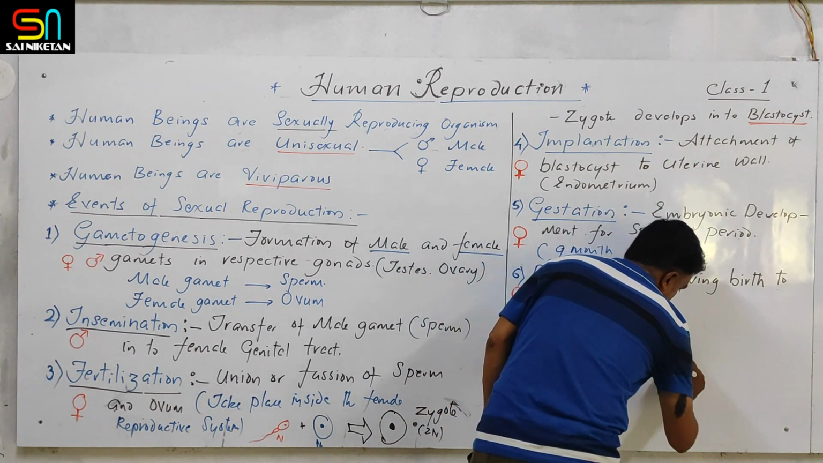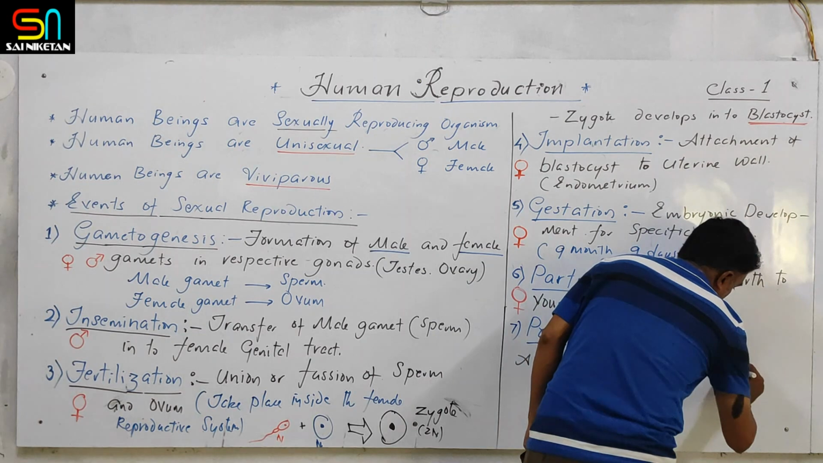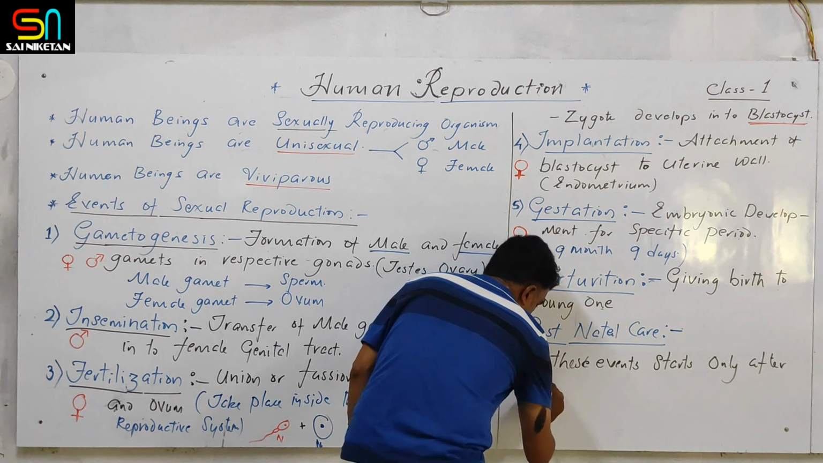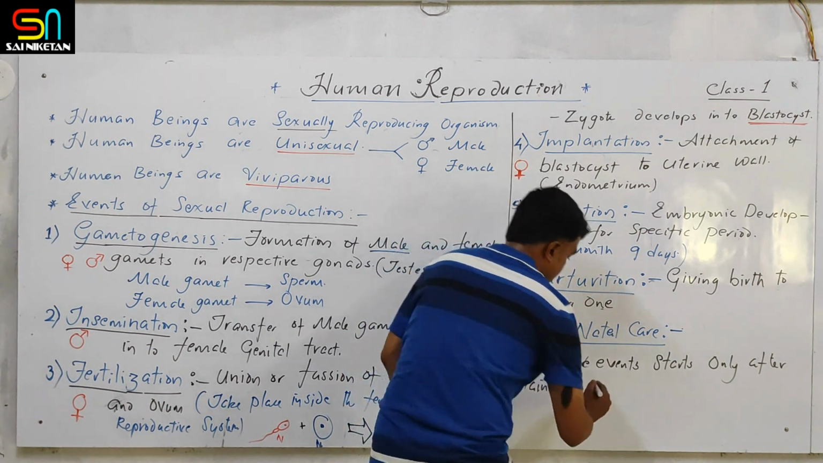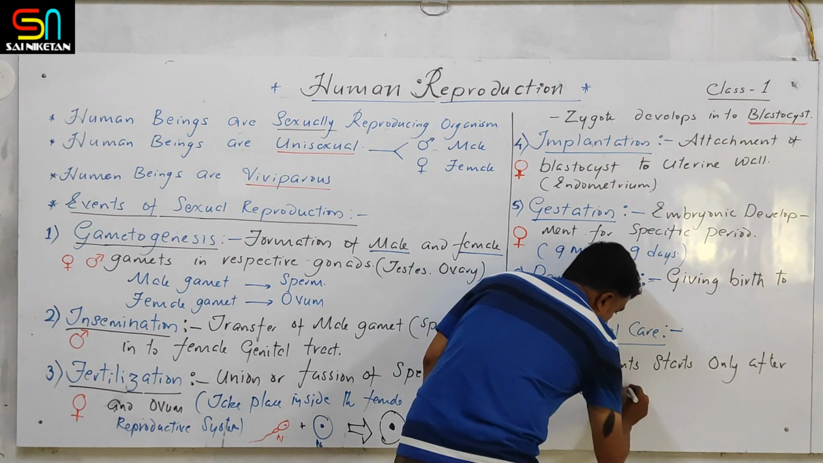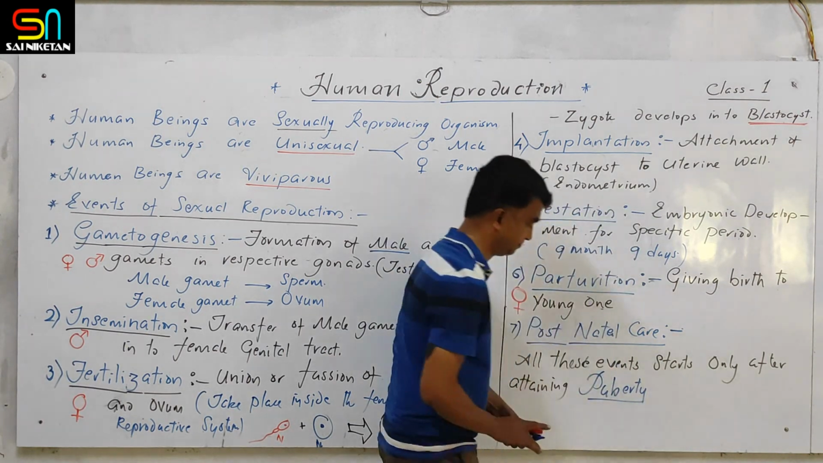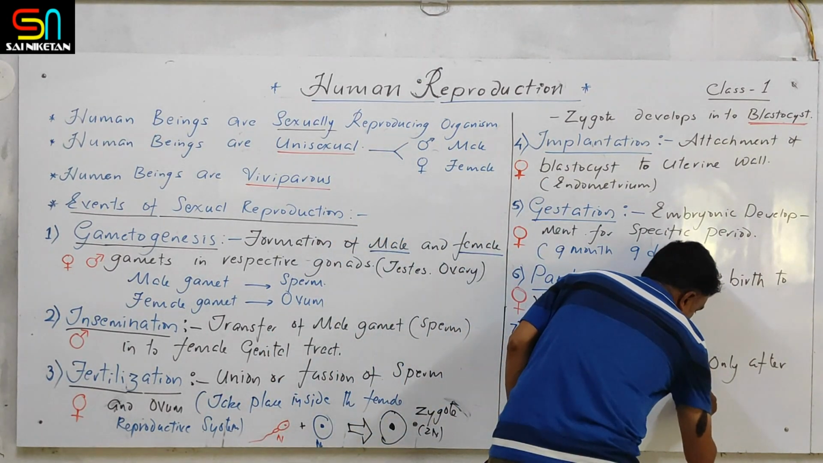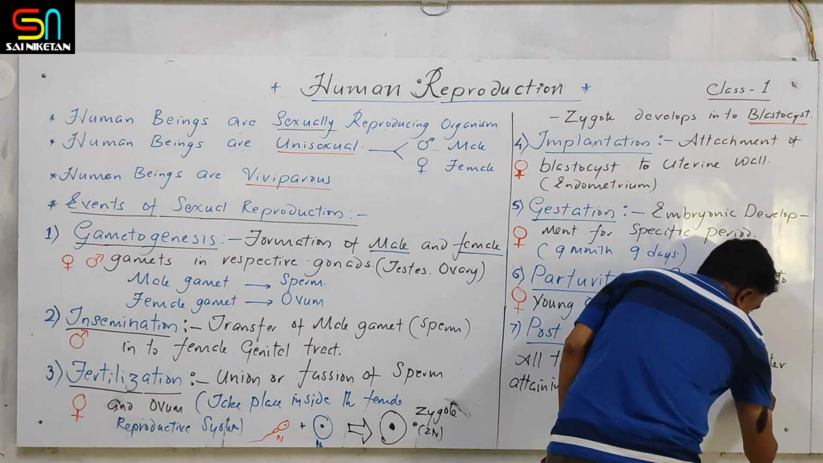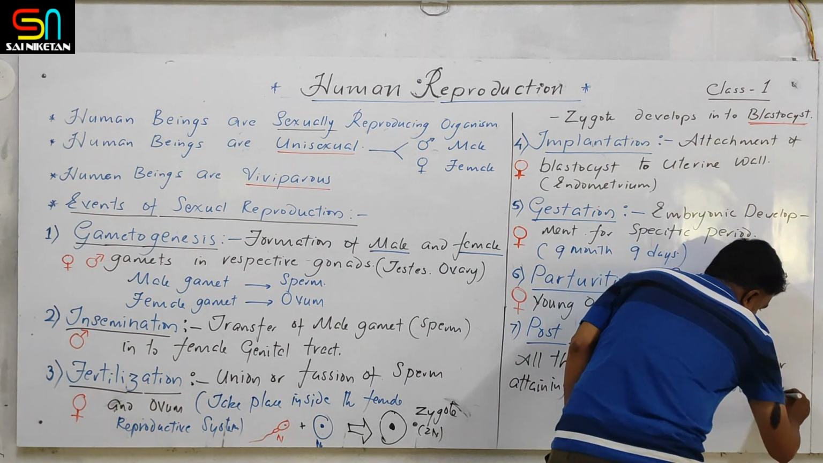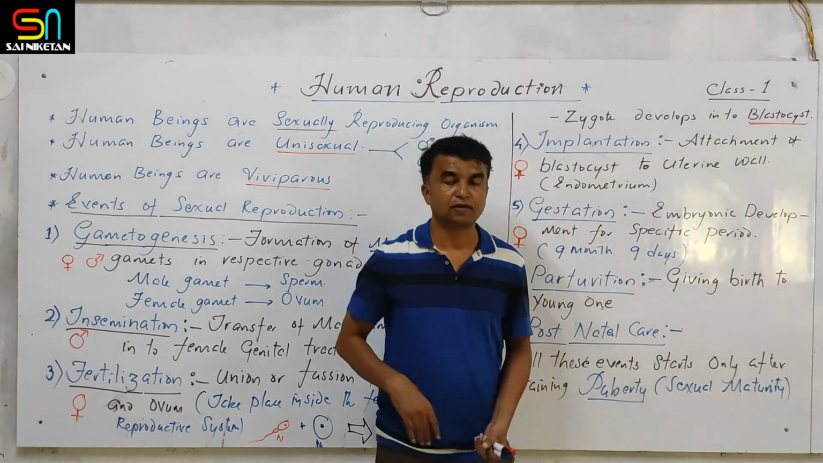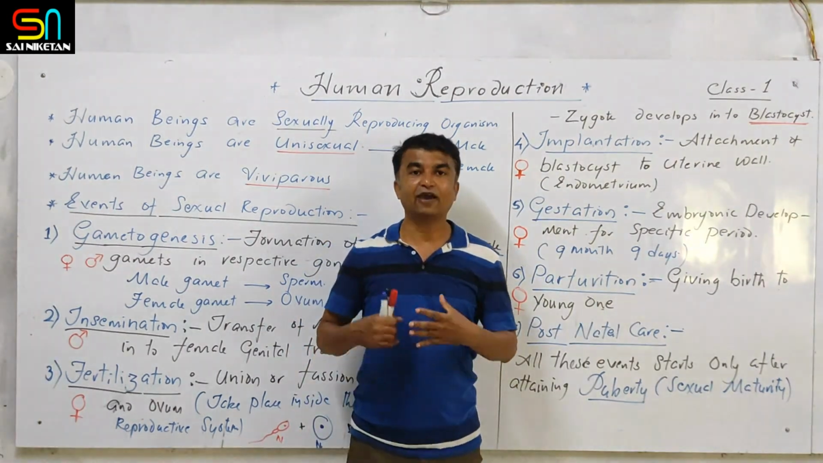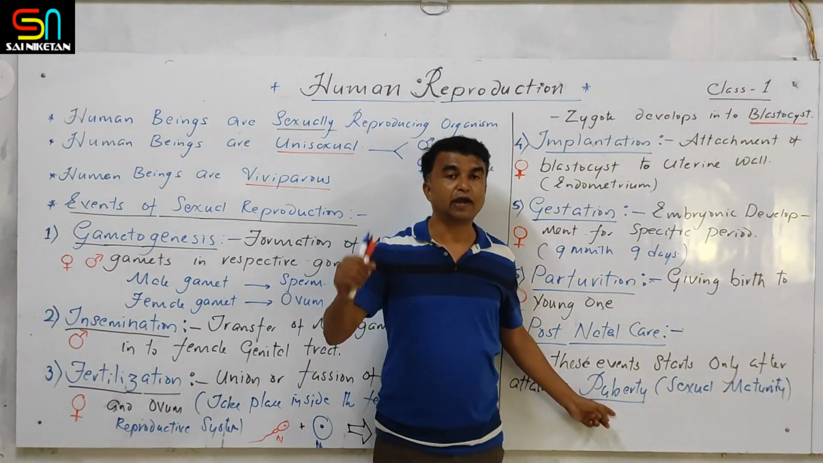All these events start only after attaining puberty. One more term: puberty is nothing but sexual maturity. Gametogenesis, insemination, fertilization, implantation, gestation, parturition, every event starts only after the attainment of puberty.